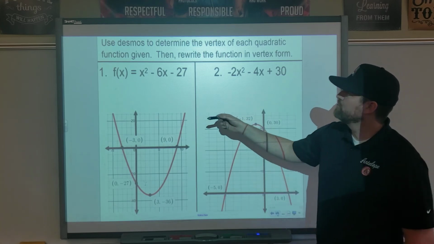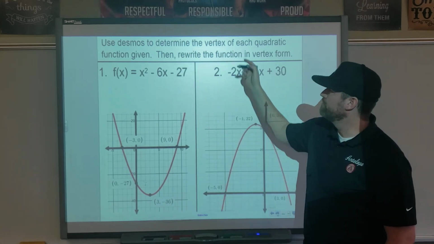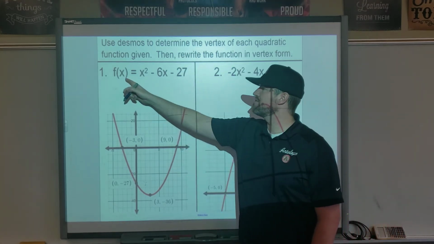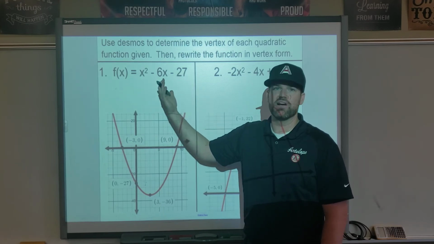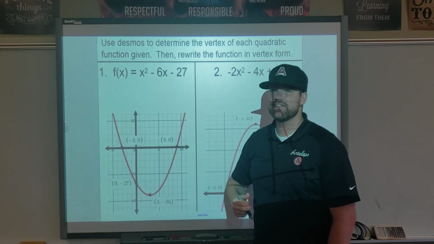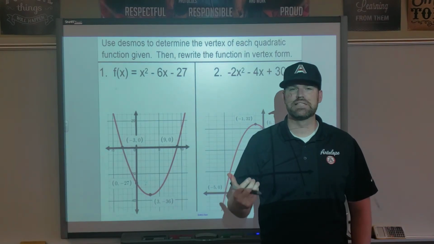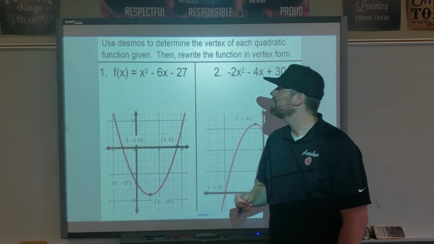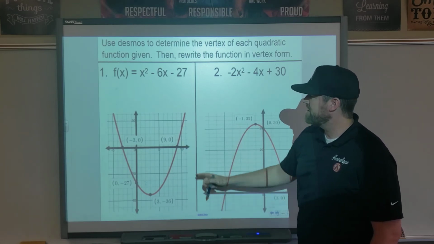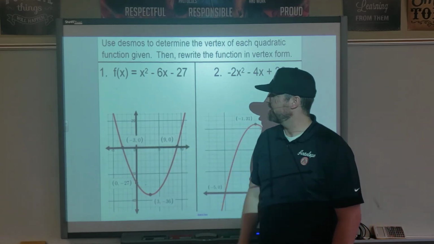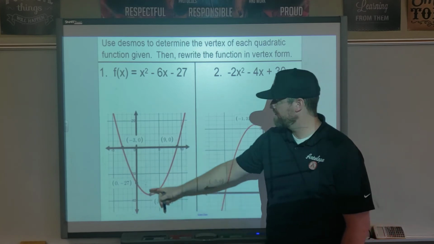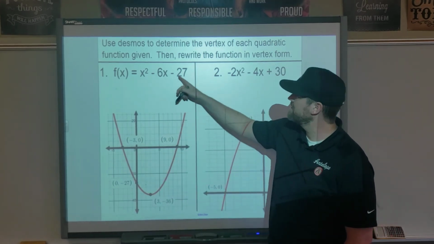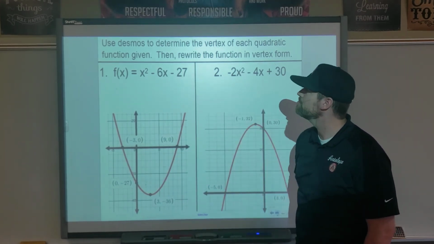But if I asked you to use Desmos to determine the vertex, well, all you would do is take this function and plug it in Desmos. Side note, if you don't know how to use Desmos, please work with your teacher as soon as possible to make sure you know how to use Desmos. But if I plug this in Desmos, I get this graph, right? And I know quite a bit of information. I know the y-intercept is negative 27. Hey, that's what this tells me, from standard form.